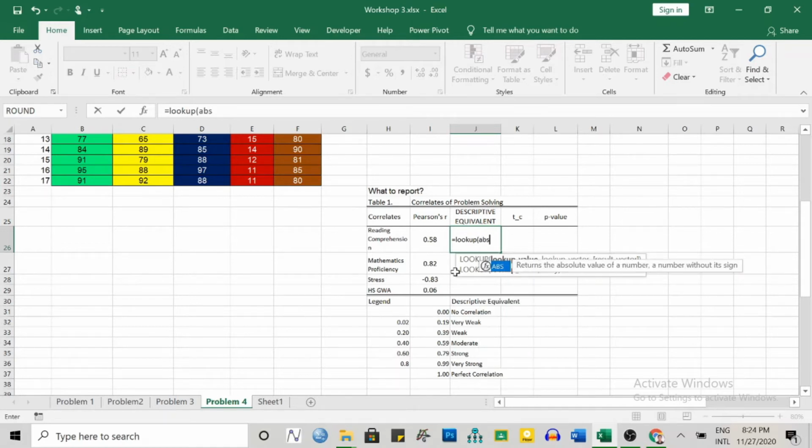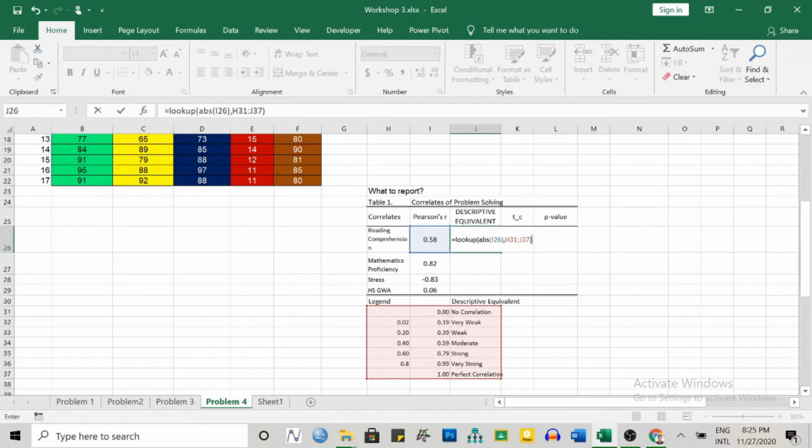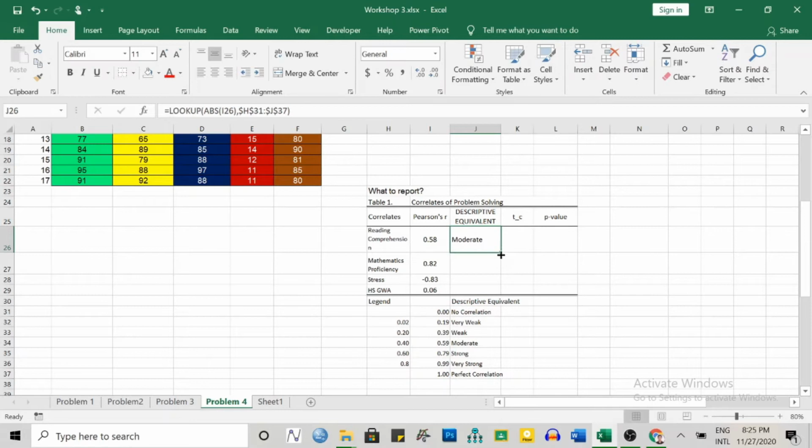So absolute, the shortcut for absolute is ABS, absolute value of this value, comma, and the reference matrix. So this part here. Close parenthesis. Again, we should not forget to put dollar signs. And then we drag. So there we have it. Our Pearson's R and their descriptive equivalent. We are not yet done since we have to put something here.